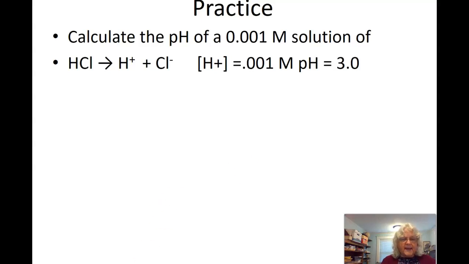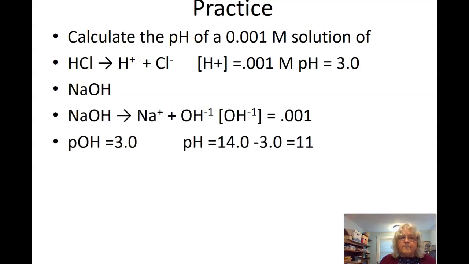So if I'm going to do this for a base, we're going to do the NaOH. So the NaOH, I've got to do the same things. So pause it, try and do it. So the NaOH breaks apart into sodium and hydroxide. What's different this time is that I know the hydroxide ion concentration, not the hydrogen ion concentration. And so when I take the log of the 0.001 and change the sign, what I'm getting is a pOH, not a pH. So in order to find the pH, I have to subtract the pOH from 14, and it ends up being 11. Now try it, see if you can do this for the calcium hydroxide.